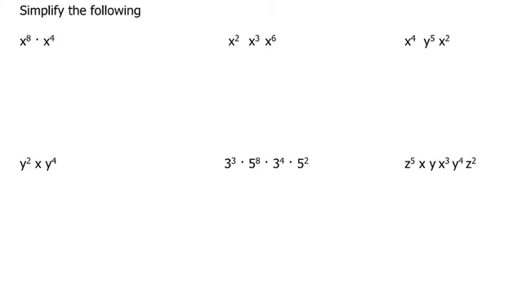Okay, so here we got a couple more examples, and I'm going to just start off for you. X to the 8 times x to the 4, that is x to the 8. What do I do with the 4? Do I add it? Do I multiply it? Do I divide it? Yeah, I'm adding it. And that's x to the 12.